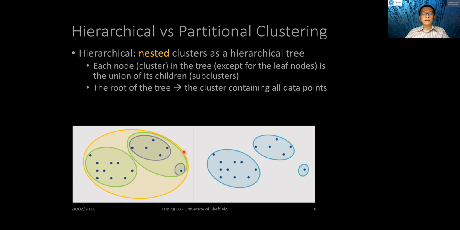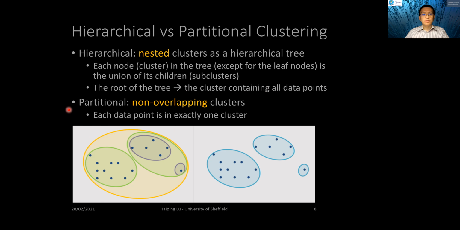Another kind of clustering is called partitional clustering. In partitional clustering, there are no clusters that overlap with each other. So they have non-overlapping clusters. No clusters will overlap with each other. Therefore, each data point is in exactly one cluster.